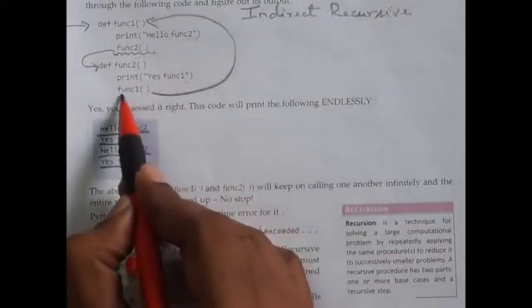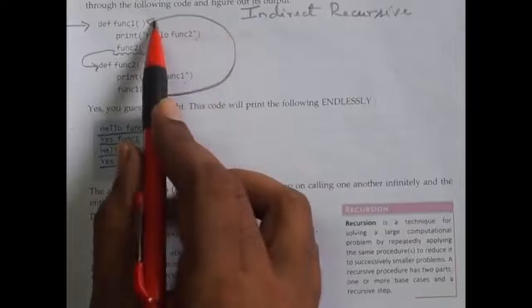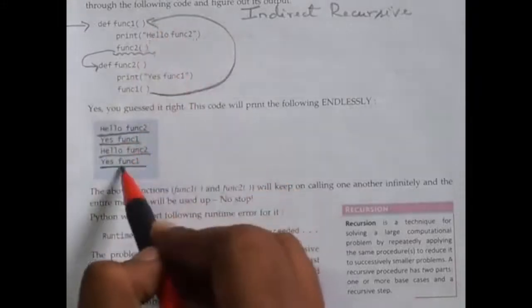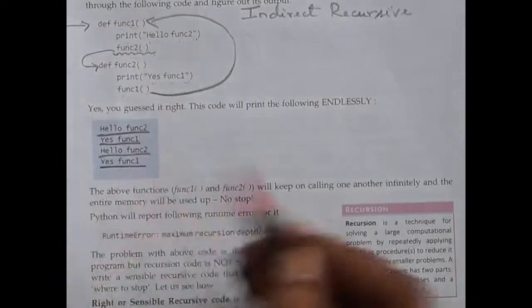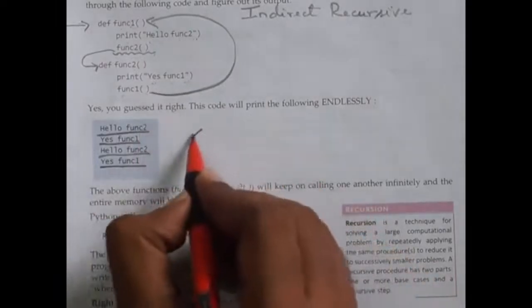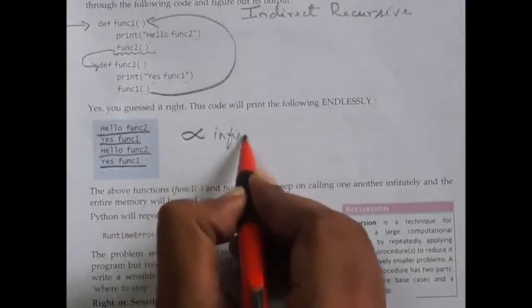Then it will call func1. So the control flow will go to here. Then again hello func2 will be printed. Then again yes func1 will be printed. So this will be executed for how many times? This will be executed for an infinite number of times.